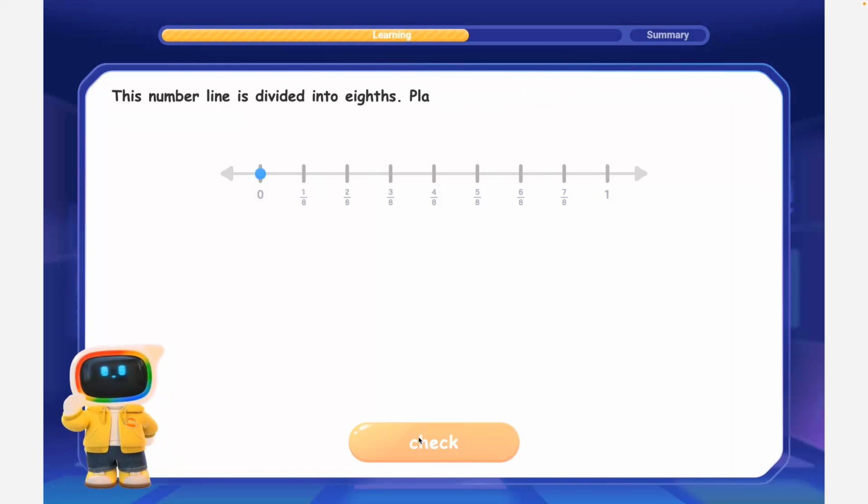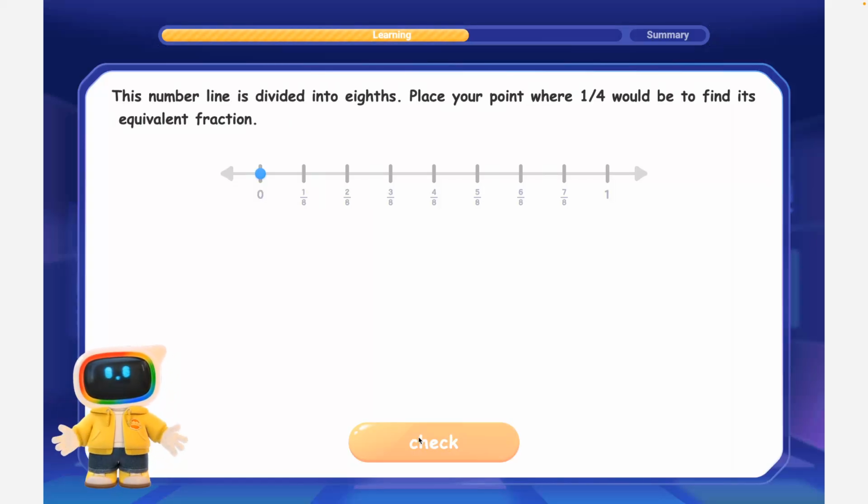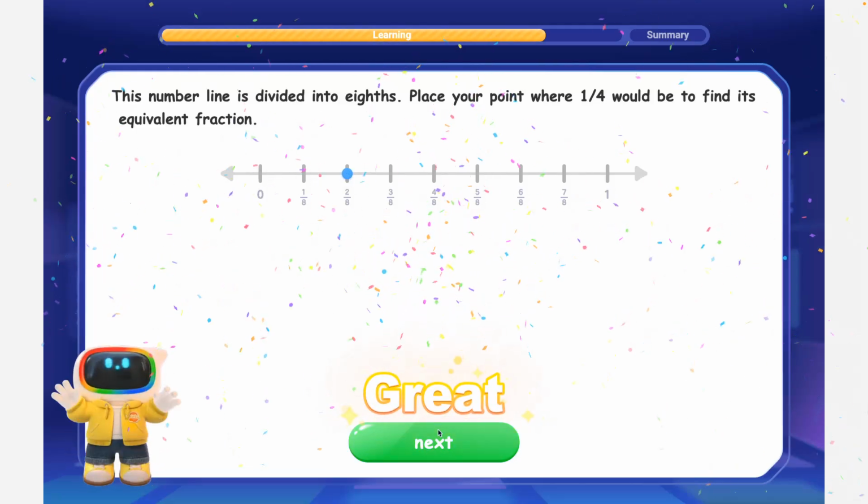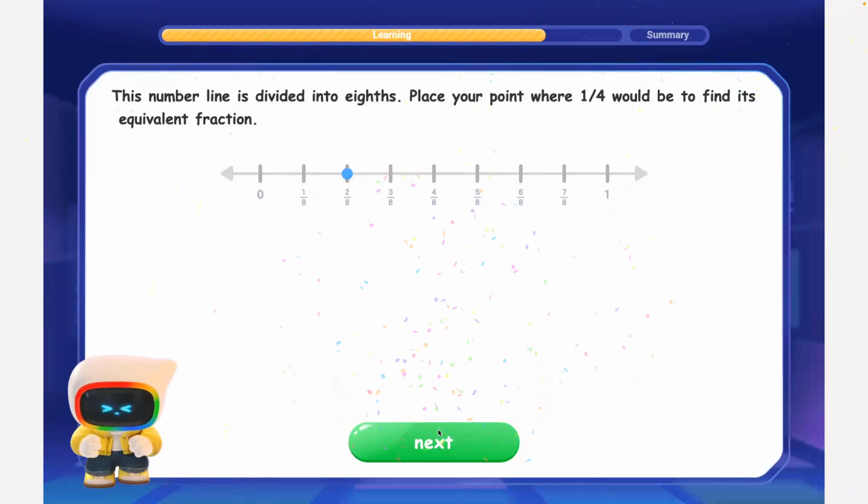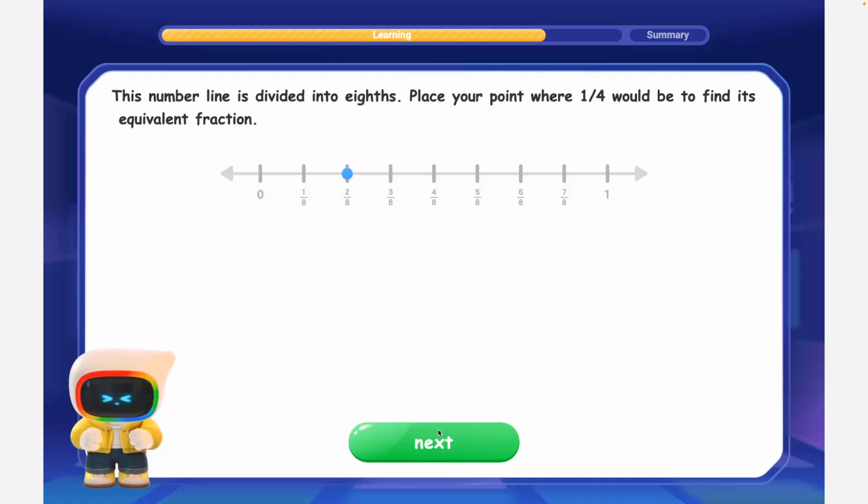This number line is divided into eighths. Place your point where 1/4 would be to find its equivalent fraction. Great job! You correctly found that 1/4 equals 2/8. You found the right spot, even without many labels to help you.